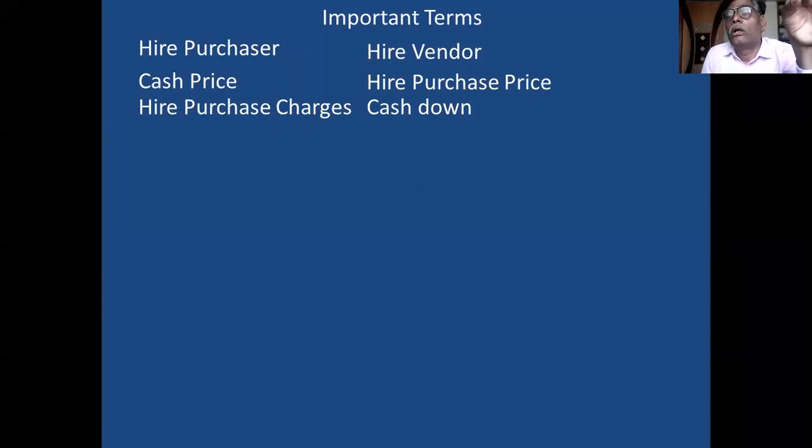Cash down or down payment. Yesterday I explained this. Cash down means it is the part of cash price. Remember this. It is the part of cash price paid by the purchaser to the seller on the date of agreement. Cash down is the part of cash price paid on the date of agreement. That is called as cash down.